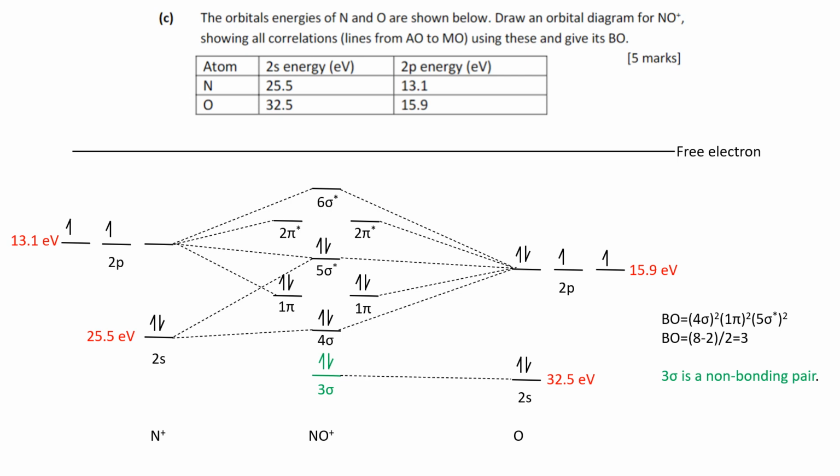So this makes the bond order 4 sigma 2, 1 pi 2, 5 sigma star 2. So this is 8 electrons in the bonding orbital minus 2 electrons in the antibonding orbital. So this is 6. It's all over 2. That will equal 3. And so the bond order is 3.